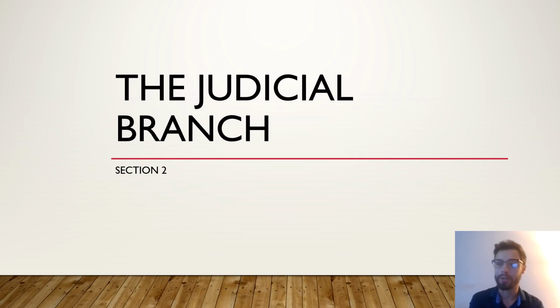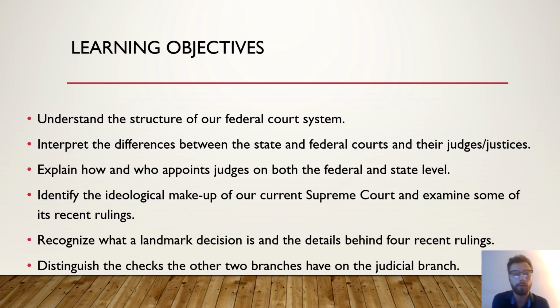Let's talk about the judicial branch, the third and final of our 3 branches of government, and wrap up section 2 of this course. So, what are our learning objectives? First off, we want to make sure we understand what the overall structure of our federal court system is. We understand it as a 3-tiered system. We'll explore briefly. We also want to interpret the difference between the state and federal level of our courts and who has certain responsibilities within each entity.